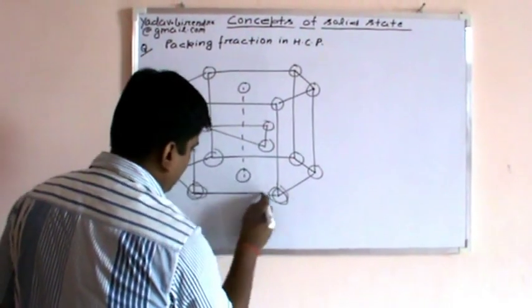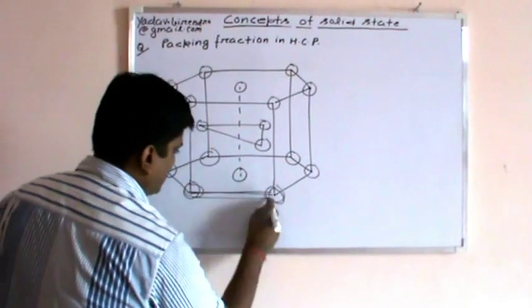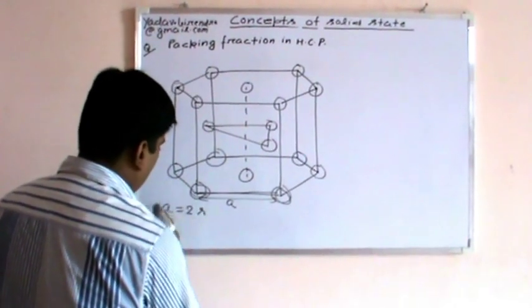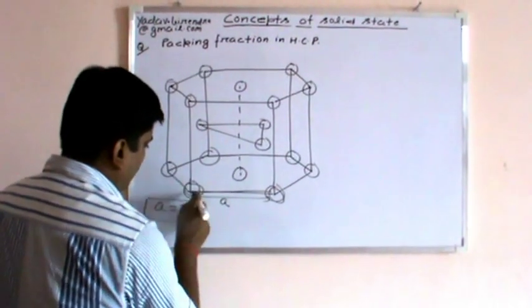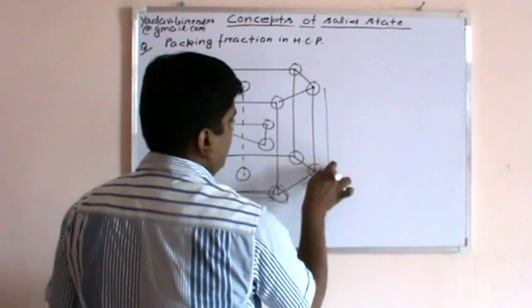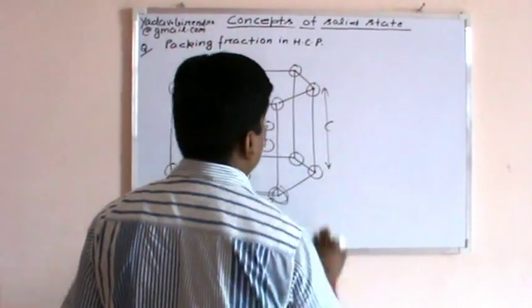So we can say, if this length is A, we can write A is equal to 2R, where R is the radius of this atom. Let this be C. The height is C.